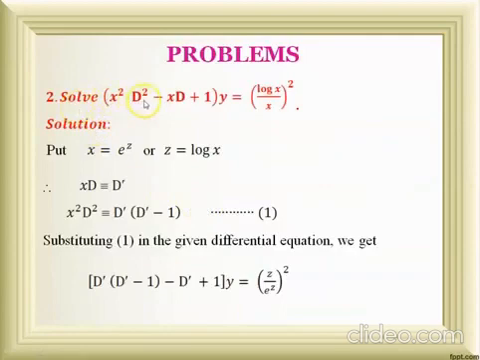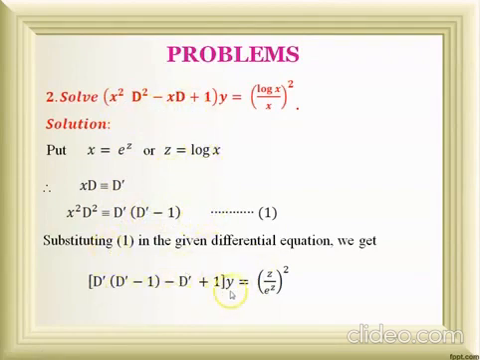x square d square minus x into d plus 1 into y is equal to (log x by x) the whole square. Here I need to take the replacements. x is equal to e power z, and then it will give z equal to log x, as well as x into d replacement is d dash, x square into d square replacement is d dash into d dash minus 1. These things we are going to replace in the given problem.